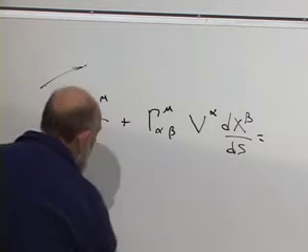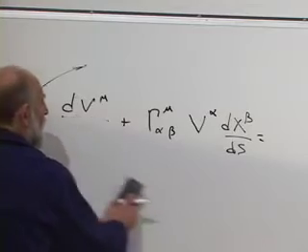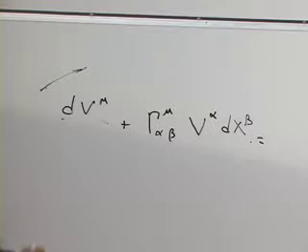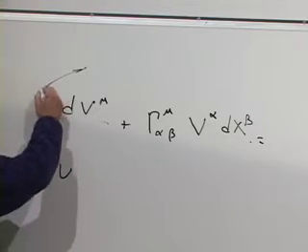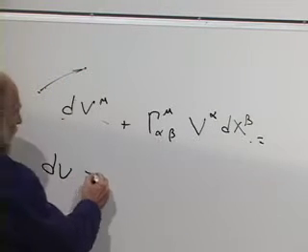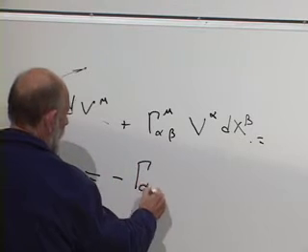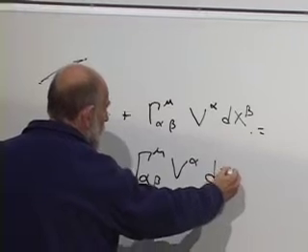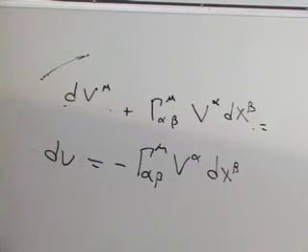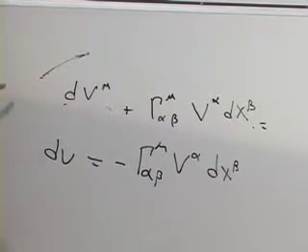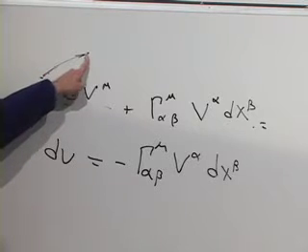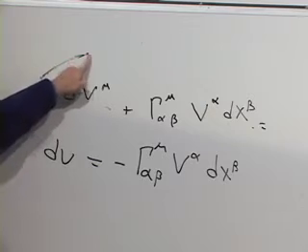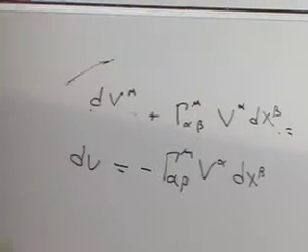I don't need the ds here. The ds is not playing any role. Just divide through by it. What it says is that the change in the vector v going from here to here is equal to minus gamma mu alpha beta v alpha dx beta. That's the formula for the change of the vector in going from here to here. Now, what do you think the change in the vector would be if I parallelly transported it to here and then parallelly transported it right back?